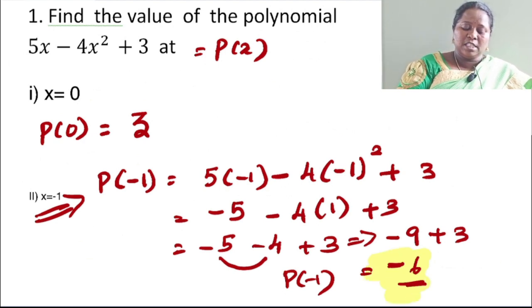For the same p of x, if x is equal to 0, I got the value 3. If x is equal to minus 1, I got the answer minus 6.